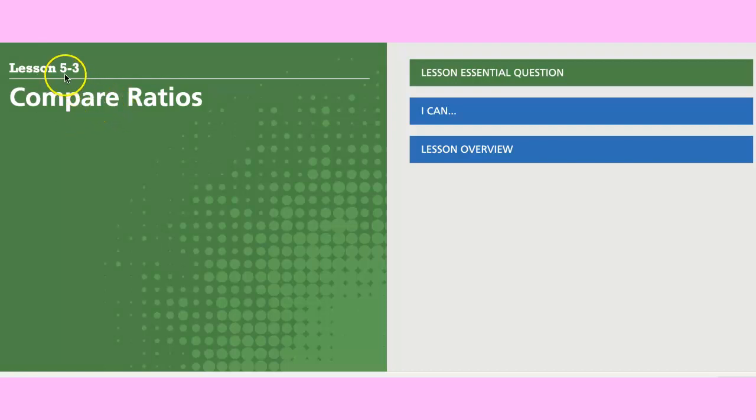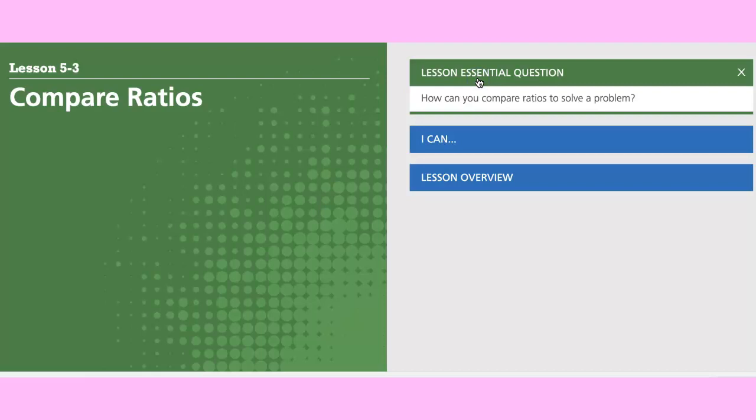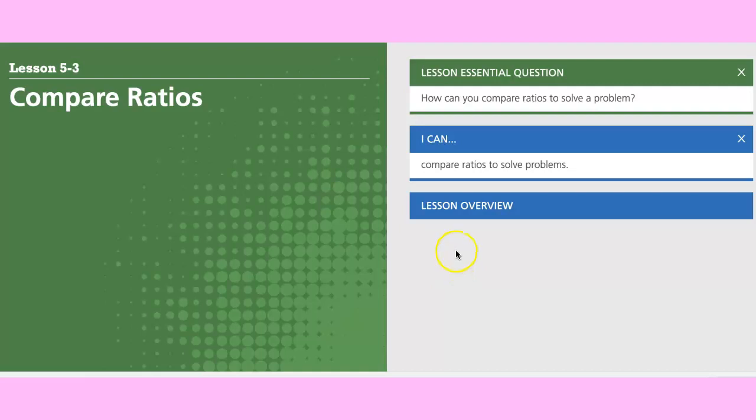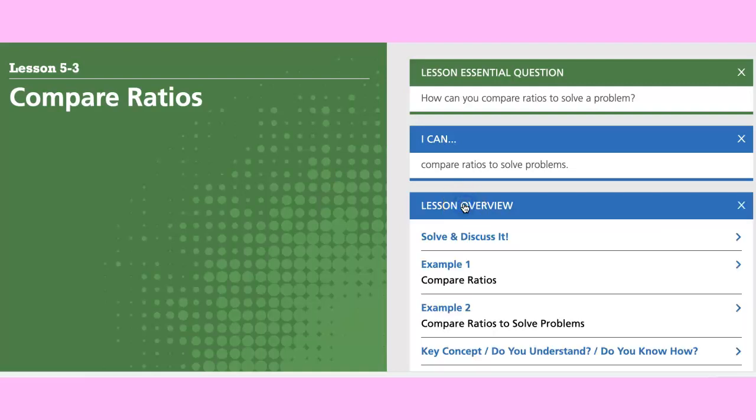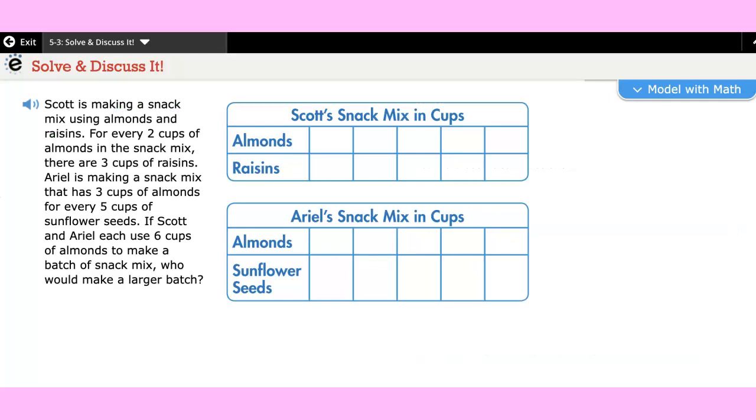All right, so it's lesson 5.3 in Envision. Our essential question is how can you compare ratios to solve problems? We know that we can solve ratios using different strategies. We compare ratios. That's what we're going to do today. So let's start with this question.